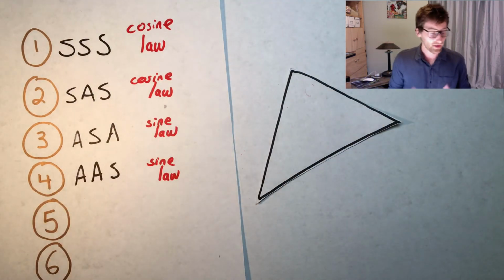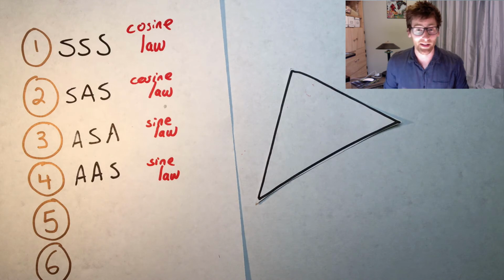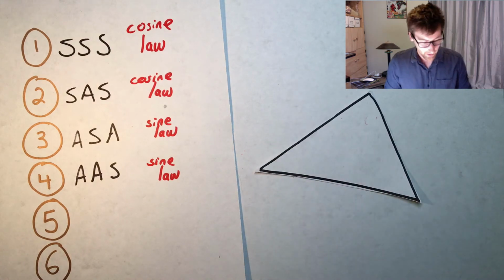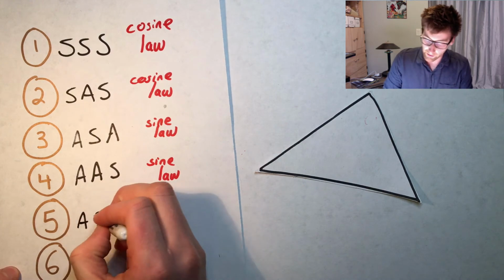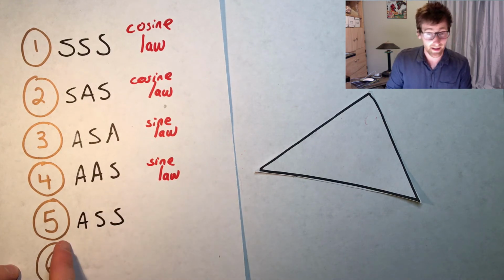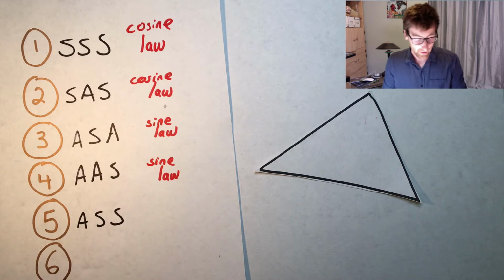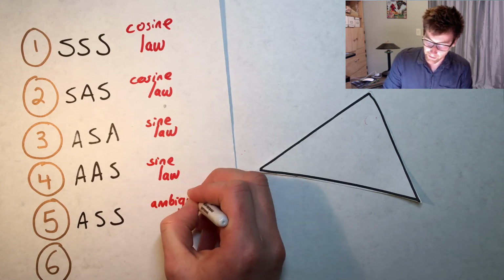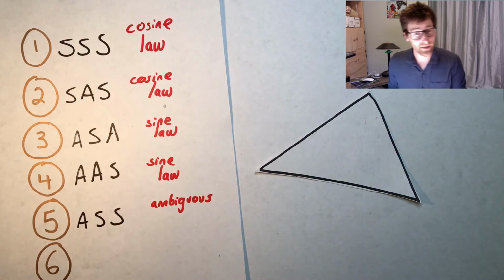Now we move on to number 5. This one's the important one. This one is ambiguous sine law. Okay, so this one: angle, side, side, or side, side, angle. This one describes ambiguous sine law. And this is the only one that describes it. Okay, so if you have any other type, you know you won't have ambiguous sine law.